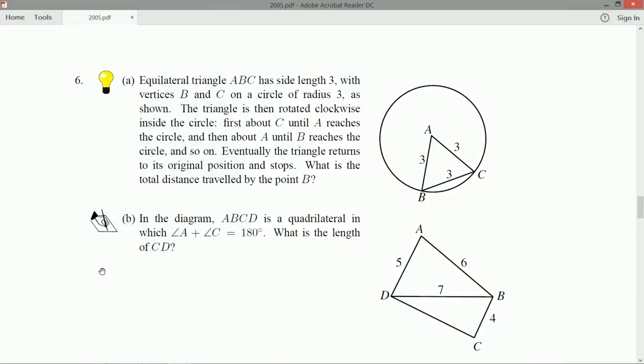So, we got a light bulb and written. This is par for the course at this point. Middle stage of the contest, usually light bulb and written.